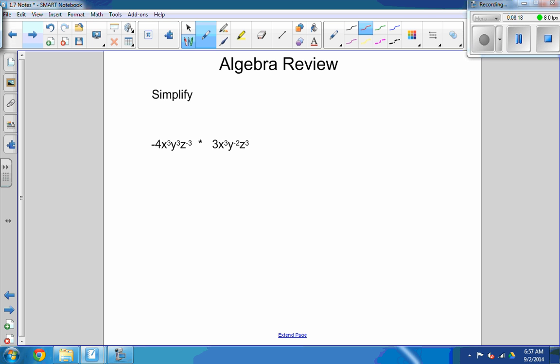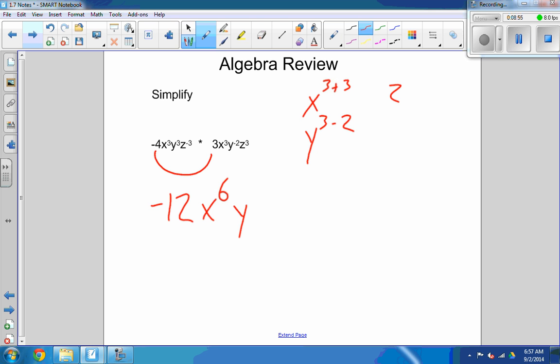All right, let's look at a little bit more complicated one. Negative 4x cubed, y cubed, z to the negative 3 times 3x cubed, y to the negative 2, z cubed. Okay, so let's start. Negative 4 times 3, negative 12. X cubed times x cubed, so that's x to the 3 plus 3, so that's x to the 6. Y cubed times y to the negative 2, so it's y to the 1. I'm just going to write that as y.